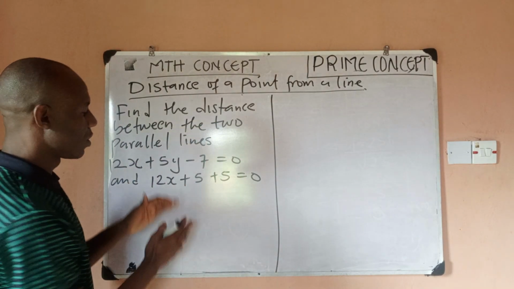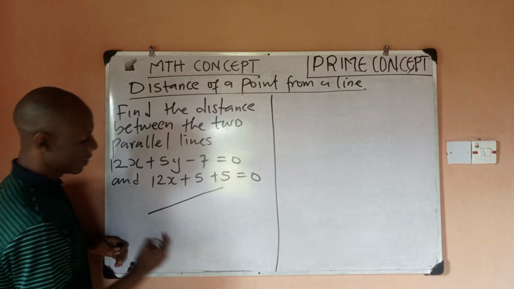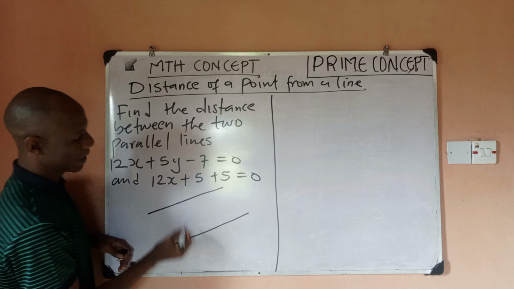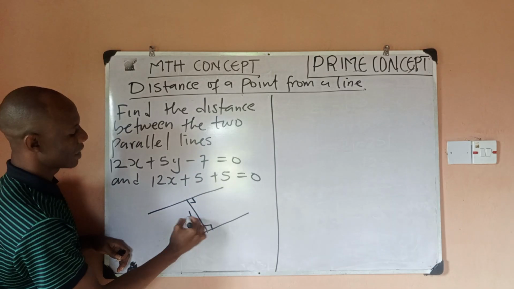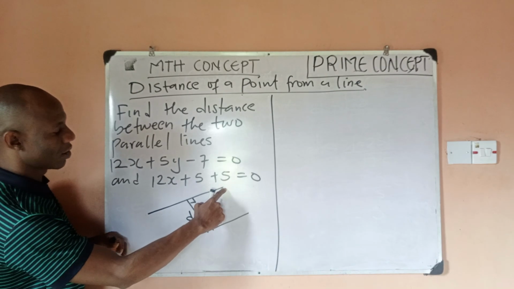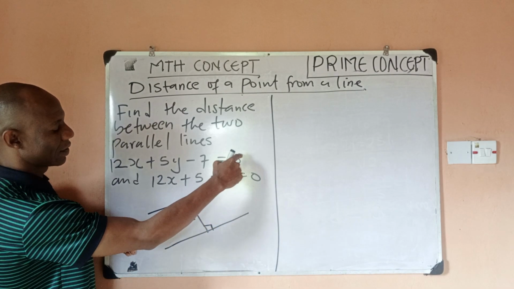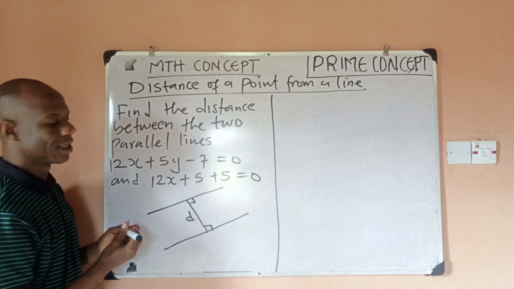This time around, we are given two parallel lines, something like this. We have this, and then we have this. These two lines are parallel. We want to find the perpendicular distance d between these two lines. The equation of this line is given to us as this, and the equation of this other line is given to us as this. So how do we find the distance?